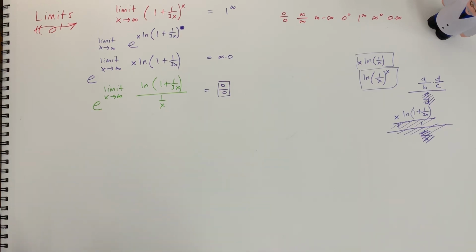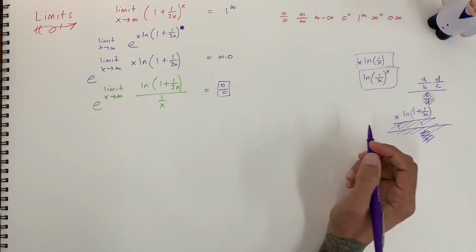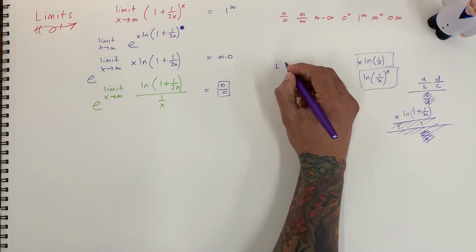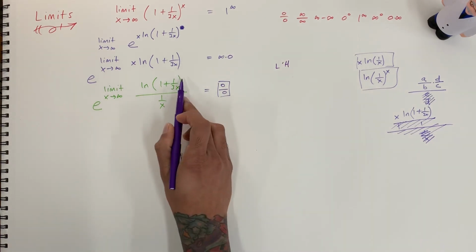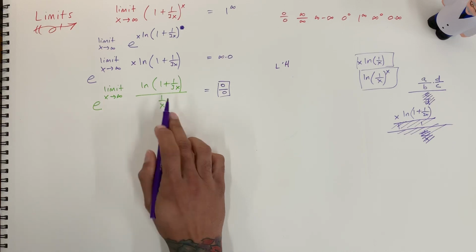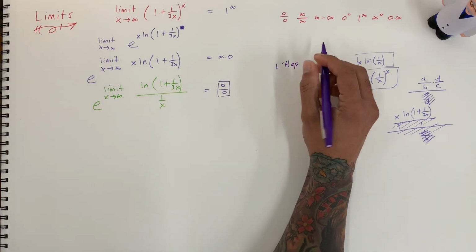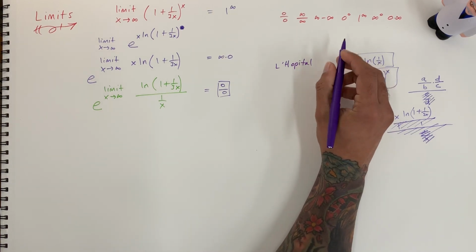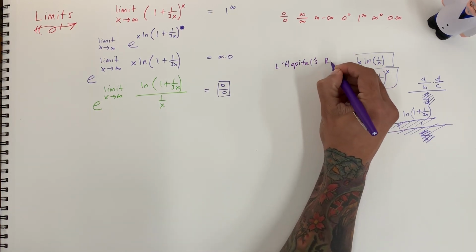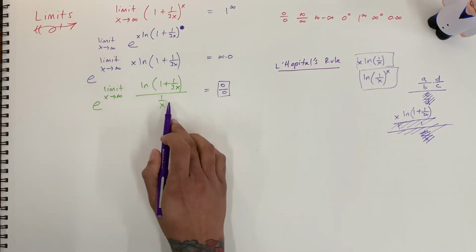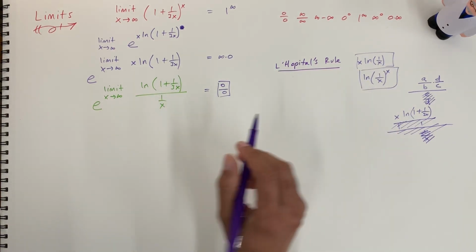Okay, so for L'Hopital's rule, we take the derivative of the top and the derivative of the bottom. All right, so don't mistake that with the quotient rule or maybe a product rule. Okay, it's just the derivative of the top by itself, and then you do the derivative of the bottom by itself.